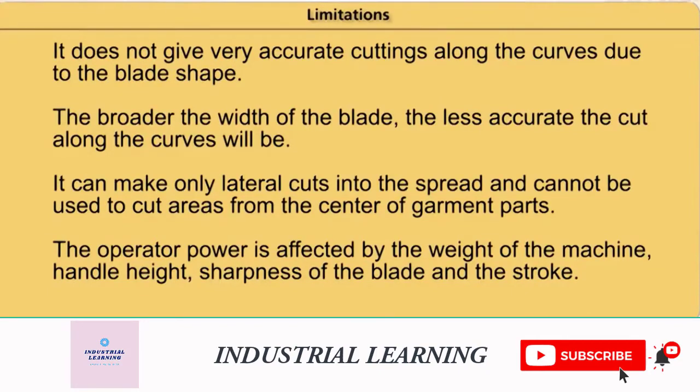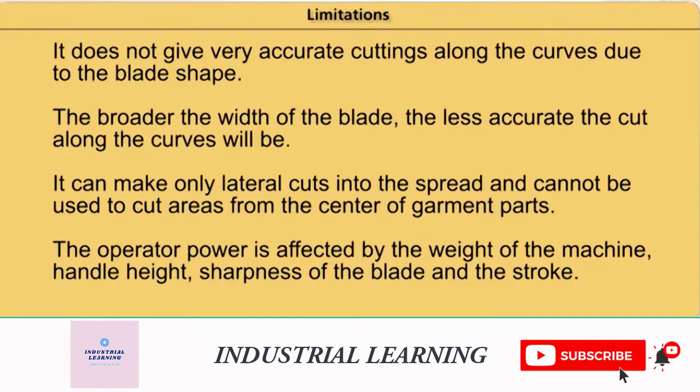The base plate is the foundation that supports and helps balance the cutting machine and maintains the position of the blade at 90 degrees. During cutting, it is very important that the machine is not tilted, as the cutting would not be proper. The straight knife machine can make only lateral cuts into the spread and cannot be used to cut areas from the center of the garment parts.